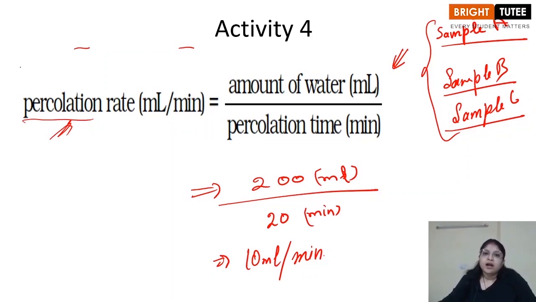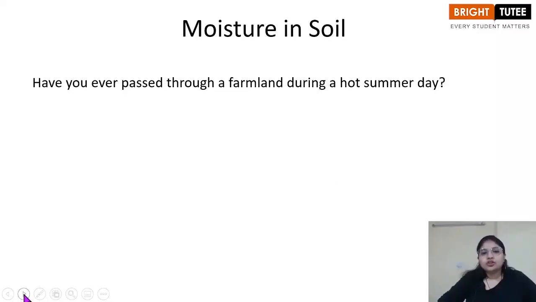Compare your data, and in this way you are going to conduct the activity. It's quite an interesting activity and will help you understand the property quite properly, right? So always remember the formula, and now basing on this particular property we are going to answer some of the questions. Moisture in the soil.